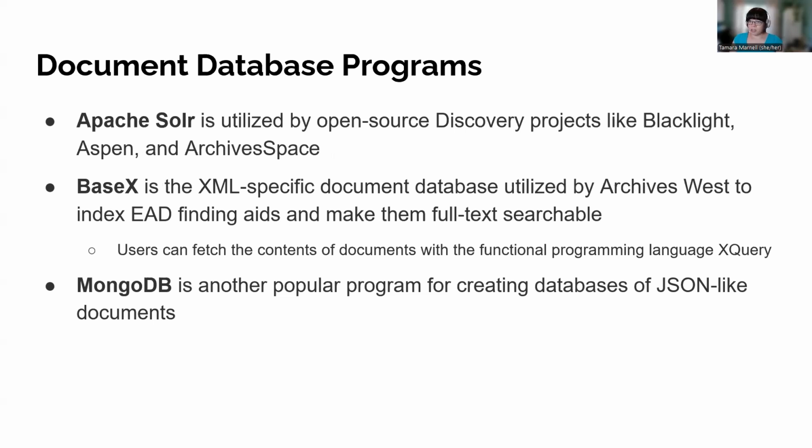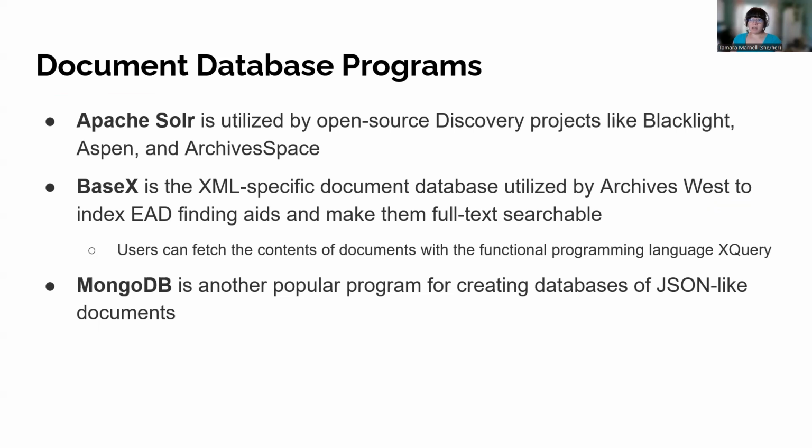Here are some popular document database programs that you might see, especially if you dive into the open source world. Apache Solr is everywhere. That is the document database that is used by the open source discovery projects Blacklight and Aspen, and also ArchivesSpace if you work in the special collections world. And with this document database, you define a schema to tell it what is in these documents that you want to harvest. It will then, when you harvest a record, for example, from your ILS, look for those fields and index them. And in the next section, we'll get into what indexes are.